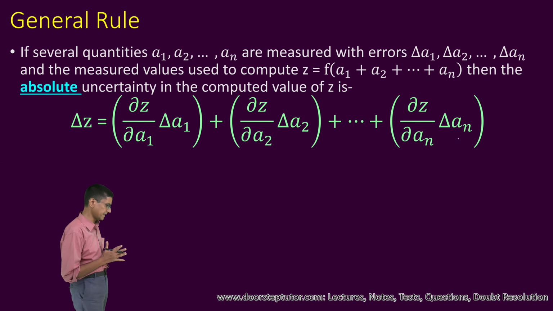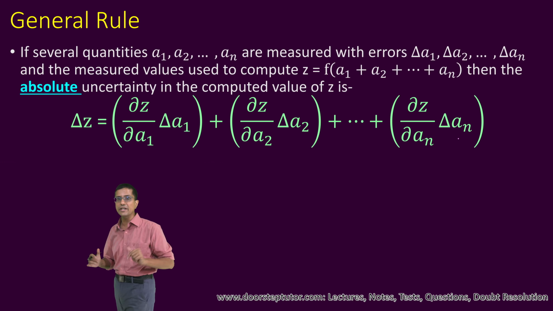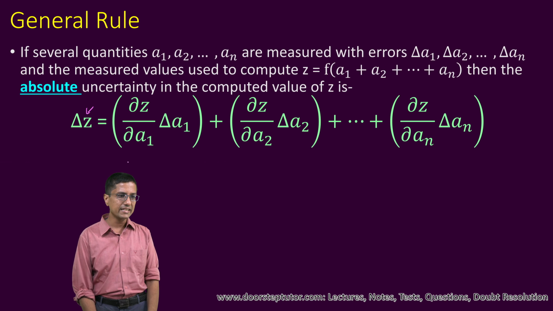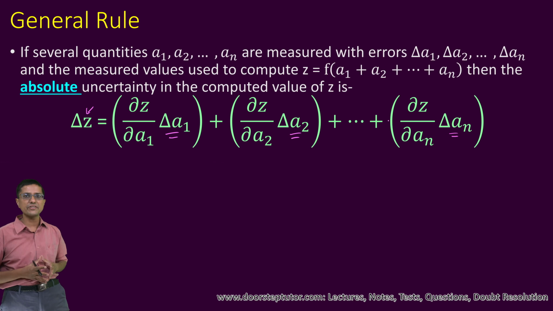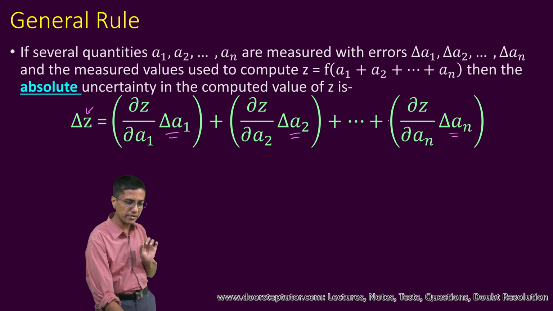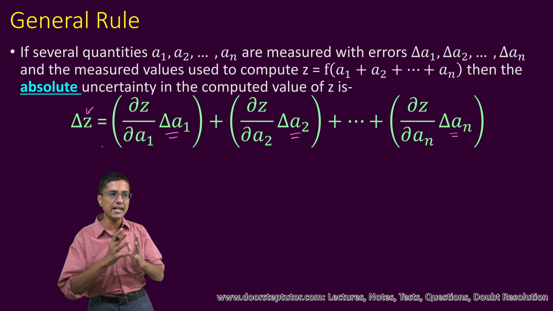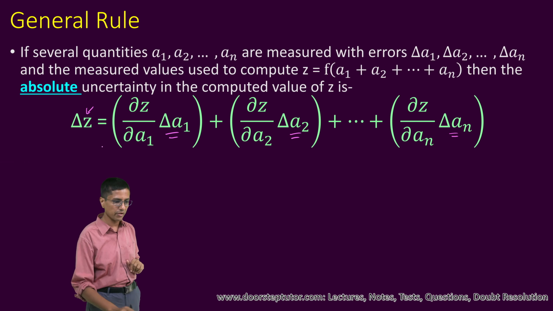If we have several quantities, a1, a2, a3, and the function z is a function of these several quantities, then the absolute uncertainty in z is the sum of uncertainties in each of the variables multiplied by the respective partial differentiation of z with respect to that variable. So very simple. This is a very simple rule, and if you use this, you can calculate the error propagation in any of the formulas.